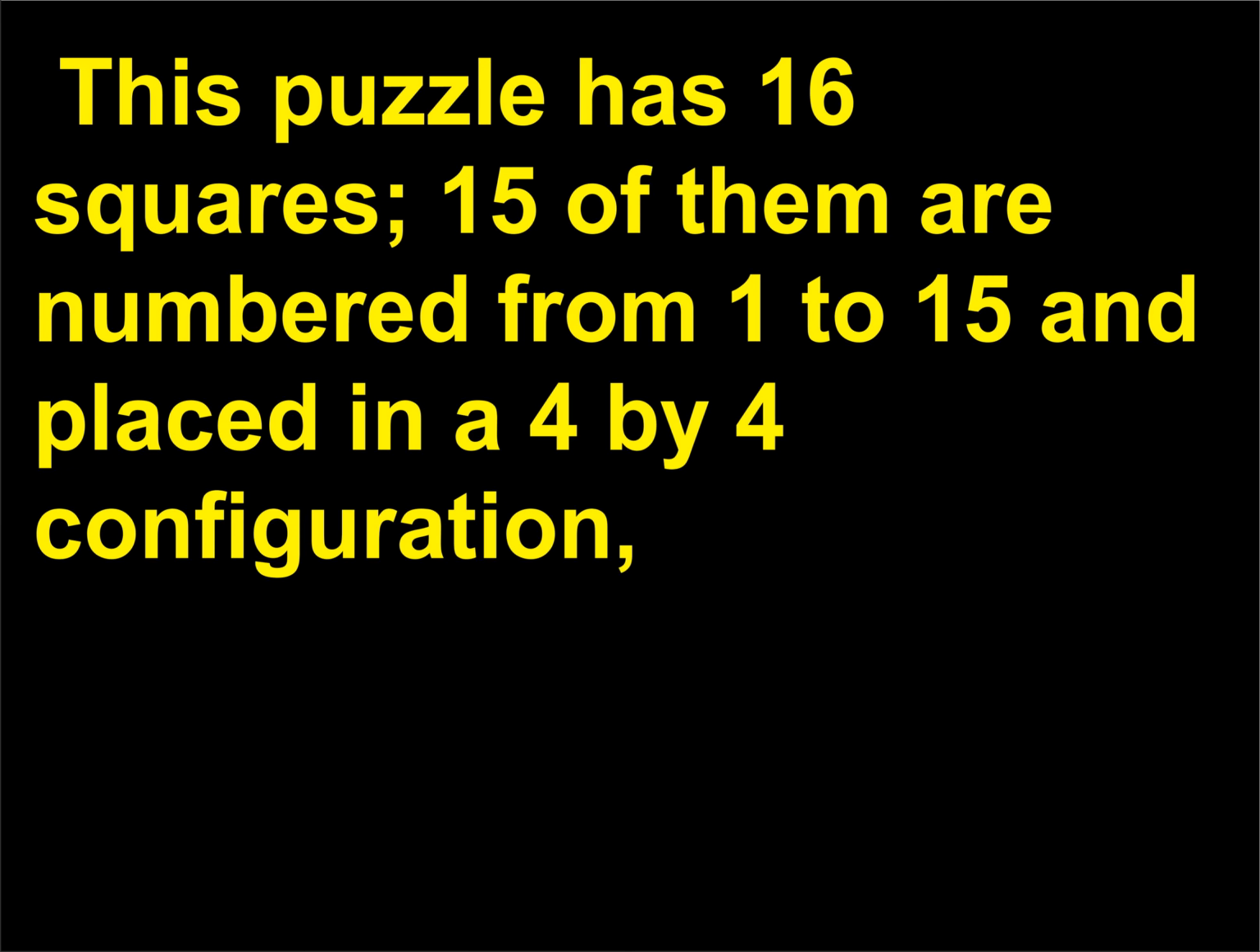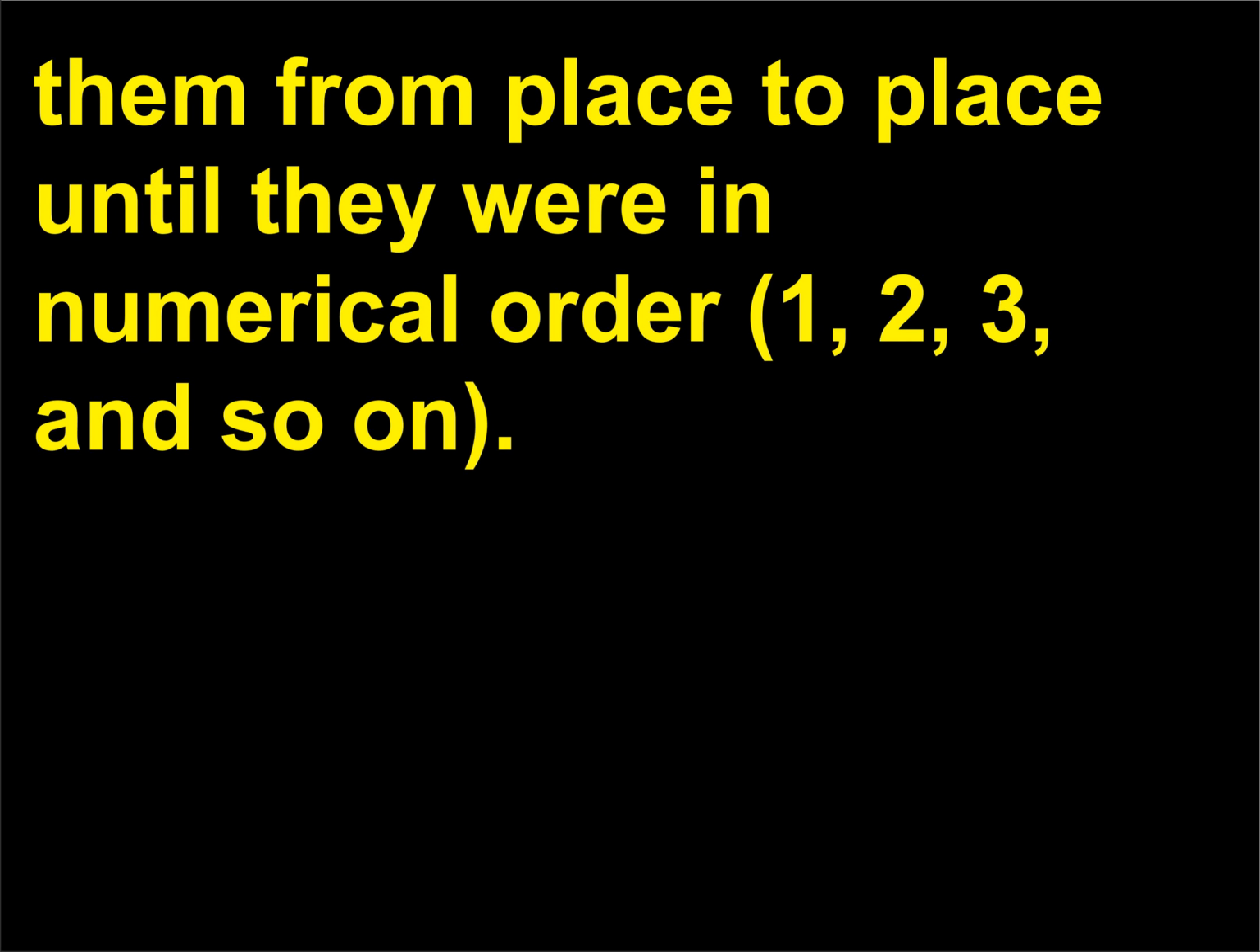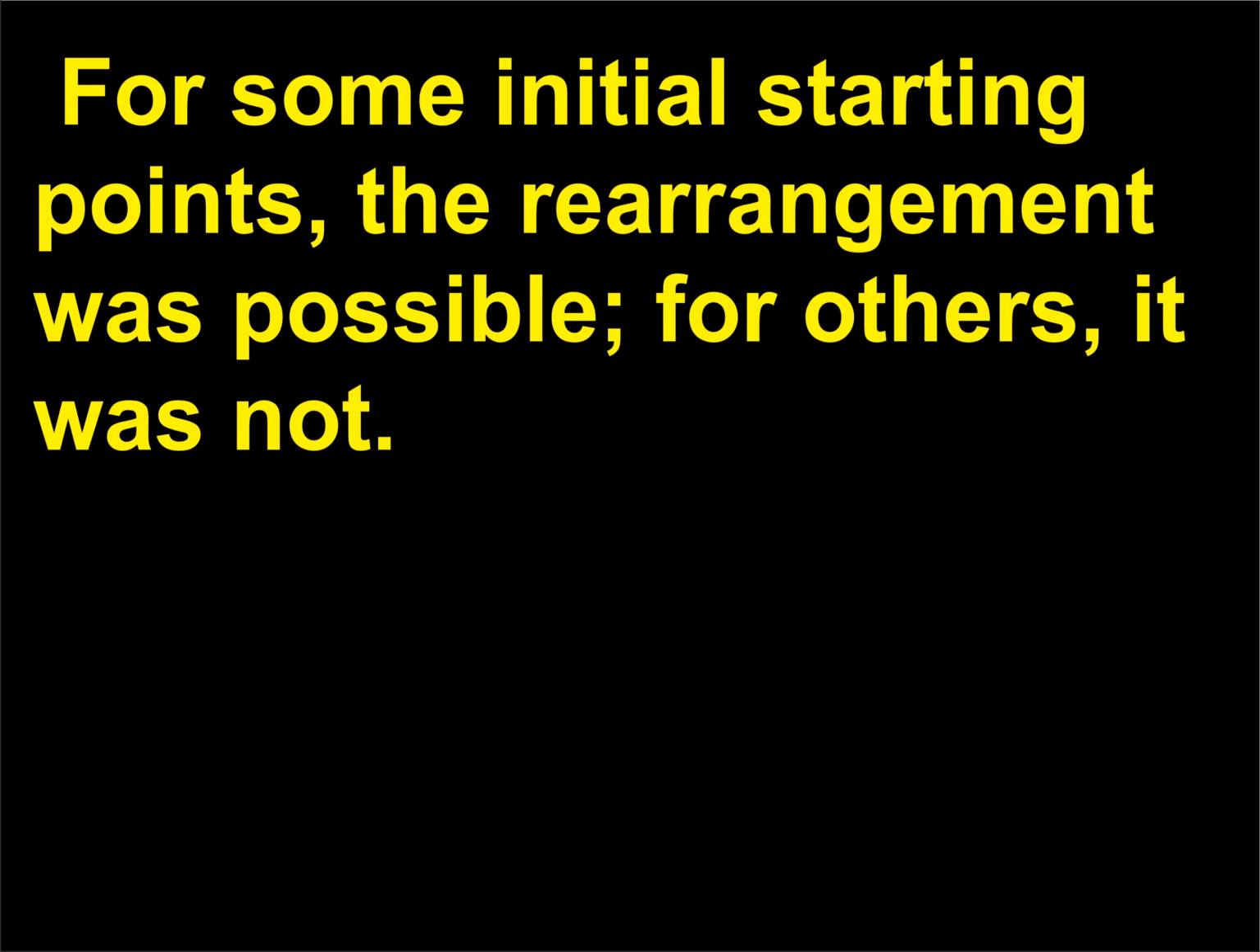This puzzle has 16 squares, 15 of them are numbered from 1 to 15 and placed in a 4x4 configuration, with one position, the 16th, left open. The idea was to reposition the squares from a given arbitrary arrangement by sliding them from place to place until they were in numerical order, 1, 2, 3, and so on. For some initial starting points, the rearrangement was possible, for others, it was not.